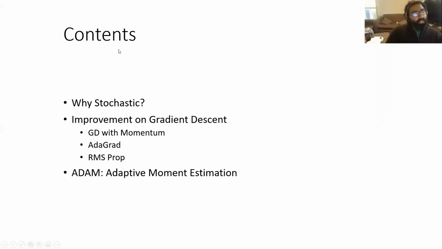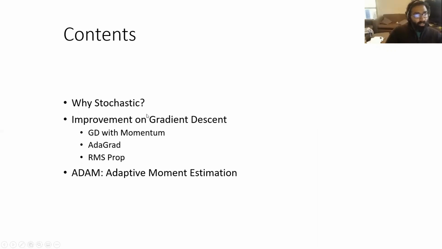This will be the main contents. So first we'll be discussing briefly about why stochastic optimization is needed, or how stochasticity comes into the optimization problem. And here I would like to focus a bit on the machine learning applications.